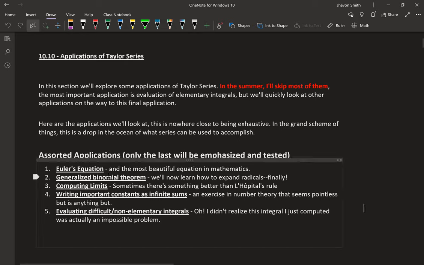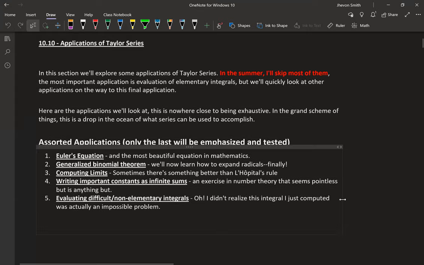Okay. So, writing important constants as infinite sums, which seems like it would be a pointless thing, but it's actually pretty important at the end of the day. And computing limits. There are things that are better than L'Hopital's rule. When we have very complicated limits, applying series to these limits can help us simplify them and get away with very complicated limits. So I'll show you some of those.